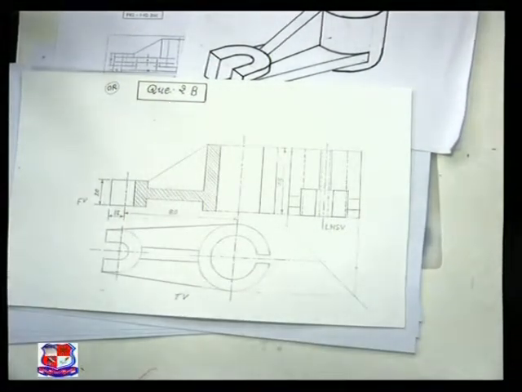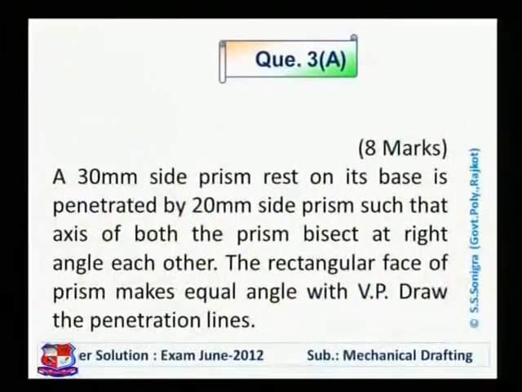Now next question, question number 3a. In the previous two problems we have discussed the solution of missing views, how to find the missing view of a given problem. Now here the data is given like this. A 30 mm side prism resting on its base is penetrated by a 20 mm side prism such that the axes of both the prisms bisect each other at a right angle. The rectangular face of the prism makes equal angle with the vertical plane.